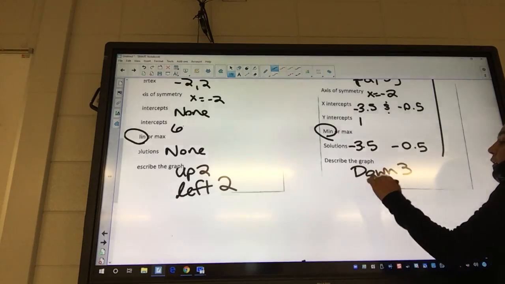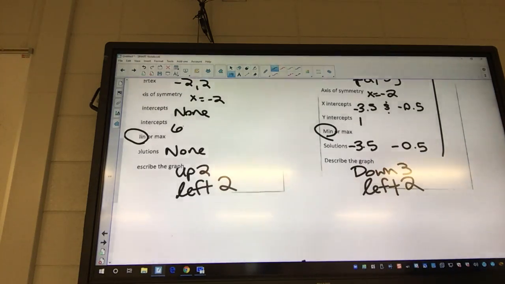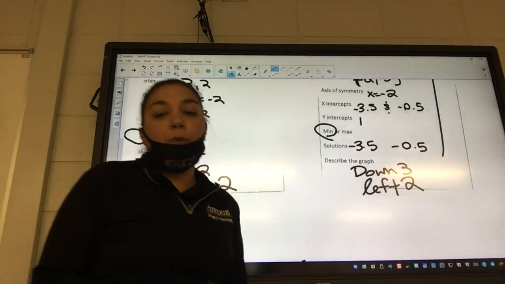Down 3, left 2. Does it open up or down? Up. It does have a slope? No. Okay, the last 6 are for you to do.